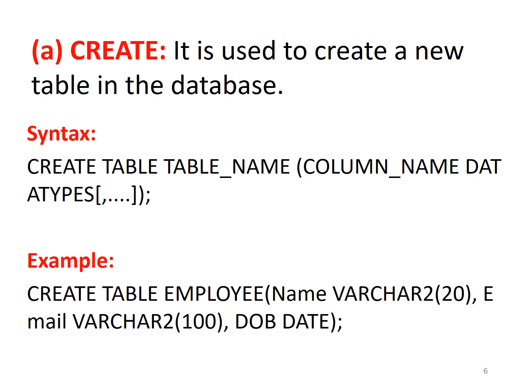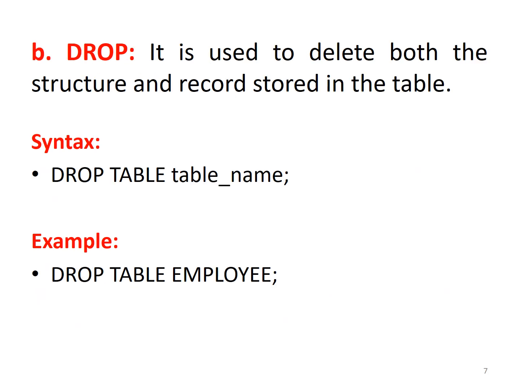So here I have mentioned one example, create table. Here employee is the entity name or the table name. Totally here there are three columns. The column names are name, email and date of birth. The first column name, the data type is varchar of 20, and then email varchar of 200, and then date of birth, the data type is date. So wherever we have a varchar2, we can insert alphanumeric, I mean the combination of alphanumeric values. The next one is the drop.